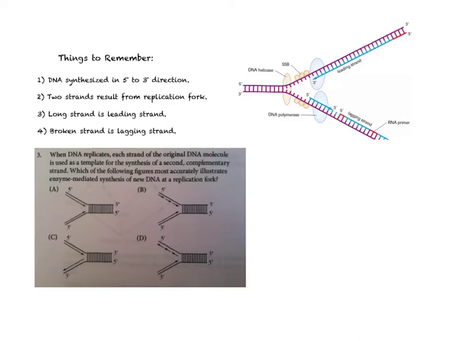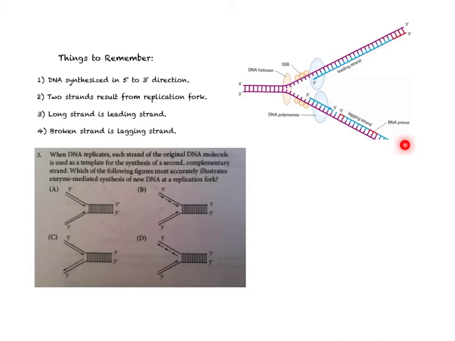Let's go ahead and review the diagram right here. It is very similar to the diagram shown in the question. A couple things to point out. Here is where we have the replication fork. We have two strands. We have the leading strand and the lagging strand.